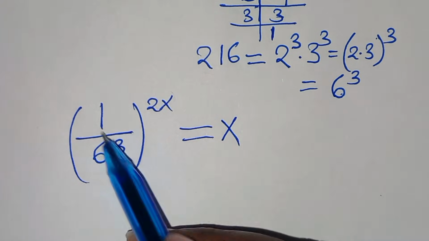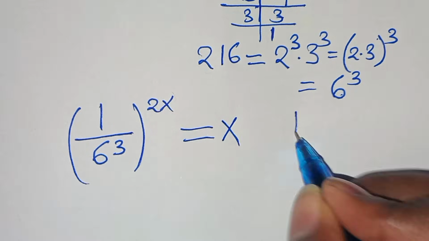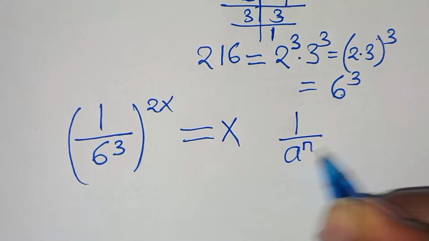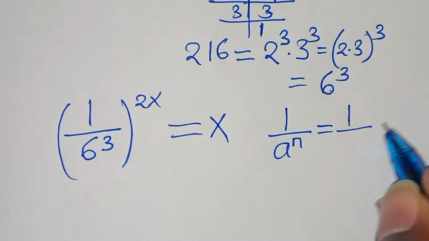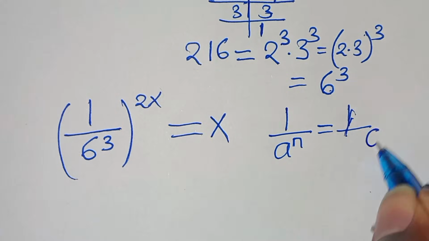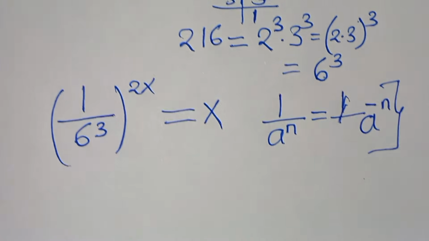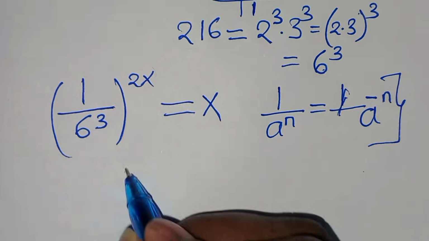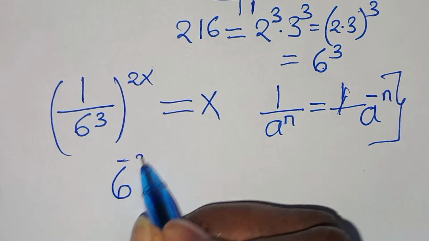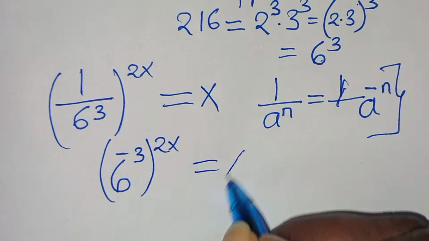The next step is that 1 over 6 to the power of 3, this is in the form of 1 over a to the power of n, and this can be expressed as a to the power of minus n. Now let's apply this property so that now here we have 6 to the power of minus 3, then raised to the power of 2x. This is equal to x.